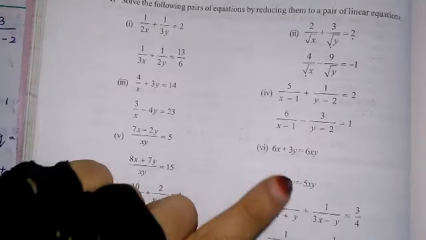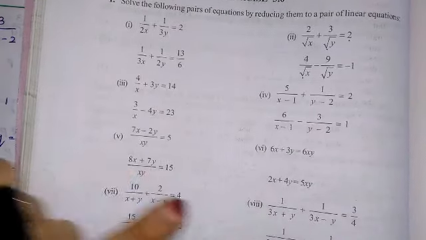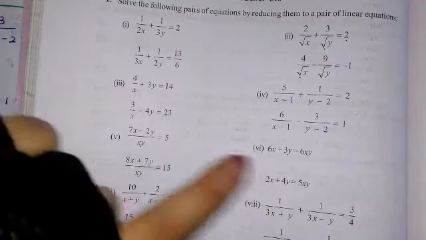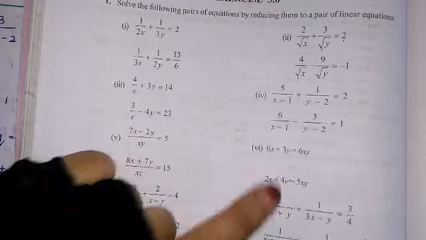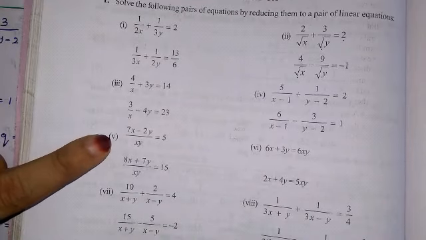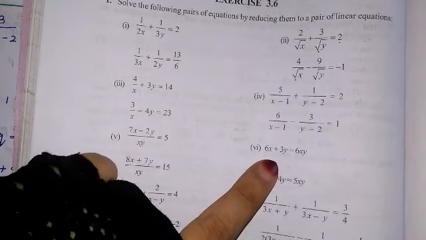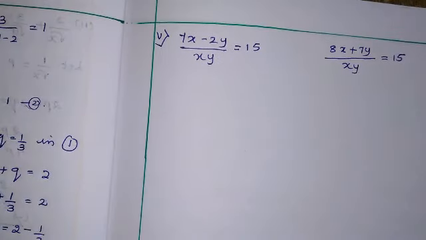The fifth one is exactly the same as the sixth one. This xy we have to multiply here. It is exactly the sixth one. So the sixth one you have to try yourself. The fifth one I am doing, which is exactly the same as the sixth one. Okay, so let me do the fifth one.